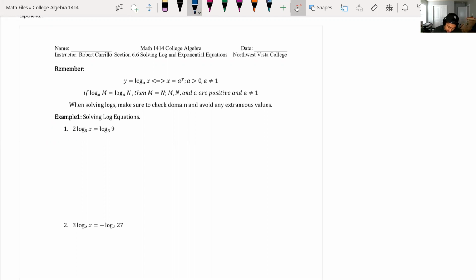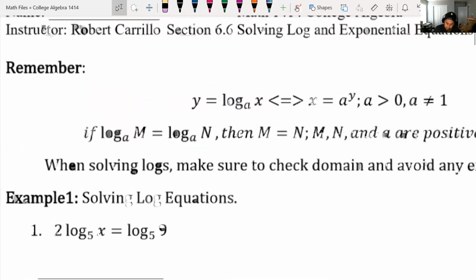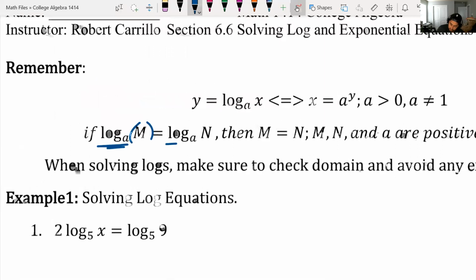Well, now we have this property for logs. If the log bases are the same, then you'll set the inside of the log equal to each other. So you see here, log base A of M equal to log base A of N. If the log bases are the same, then M equals N.